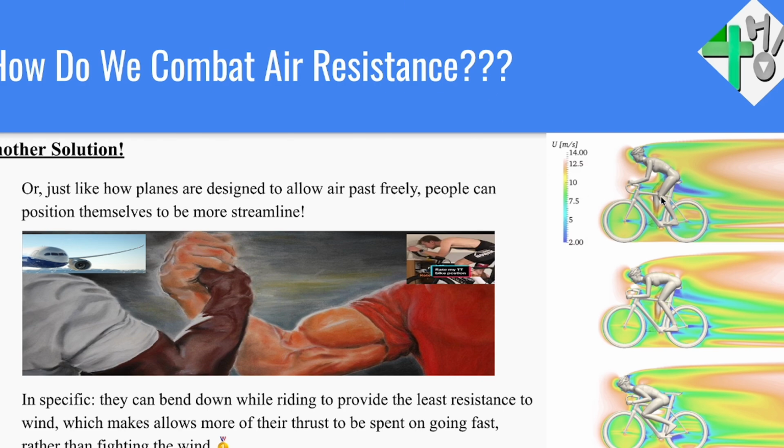So we can see here that if you're going at this speed, there's a lot of airflow being shown here, but if you go a little bit lower, you're going to be experiencing less resistance, because when you bend down, less resistance is going to occur, and that's going to allow more thrust to go toward speed rather than fighting the wind. If you stand up, a lot of the pressure is going to go to your body, and it's going to slow you down if your posture is up. Bend down to actually speed up a lot faster. That's a good way to combat air resistance if you guys are that determined to do so.